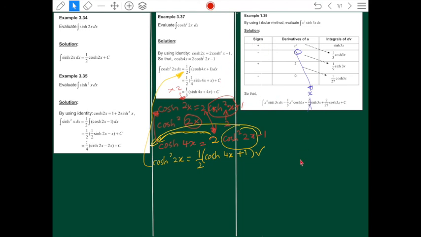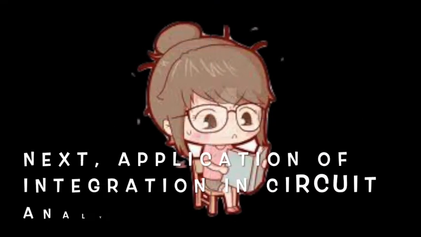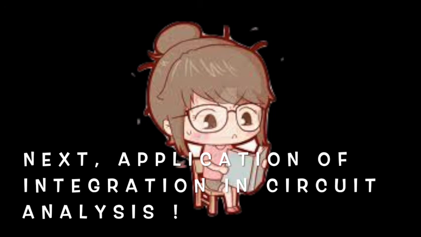Is that clear? Try to do other examples of these hyperbolic functions so that you will master the techniques of integration. Alright guys, stay tuned for my next video.